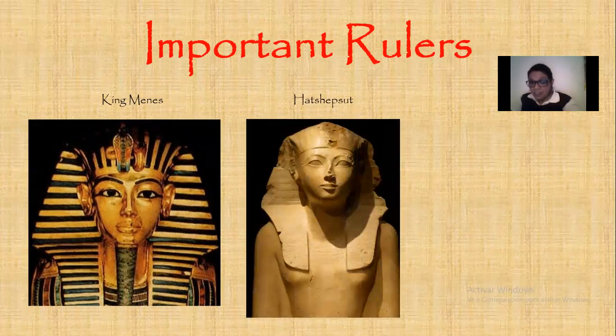Hatshepsut. She was a woman. She was the first female ruler. I mean, her stepson was supposed to be the ruler. But since he was just a kid, she took control of the empire. And she developed many works of art and monuments. But when she died, that stepson tried to make people forget her legacy. But he couldn't, because her legacy was pretty remarkable at that time.